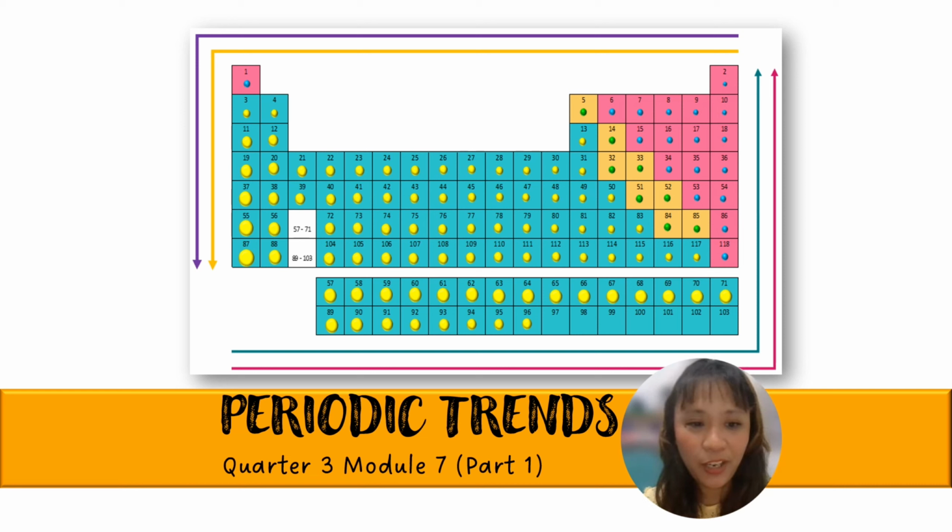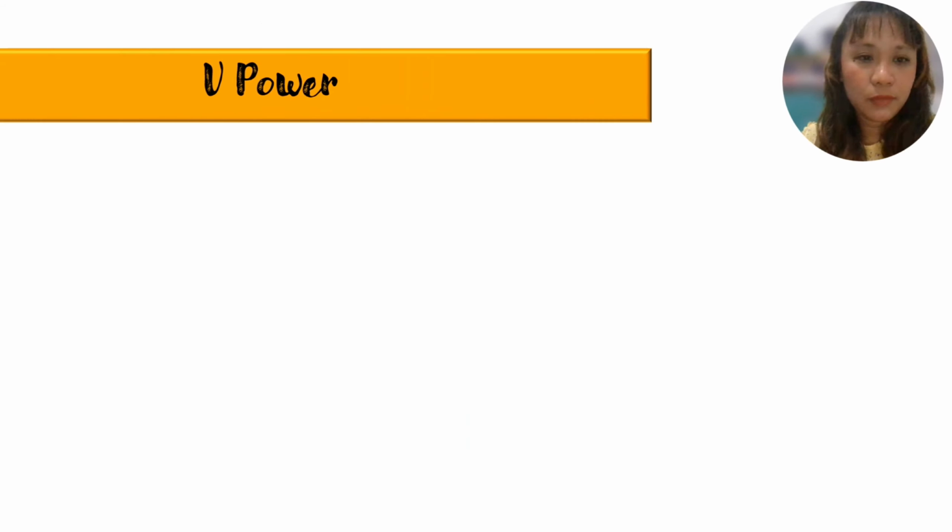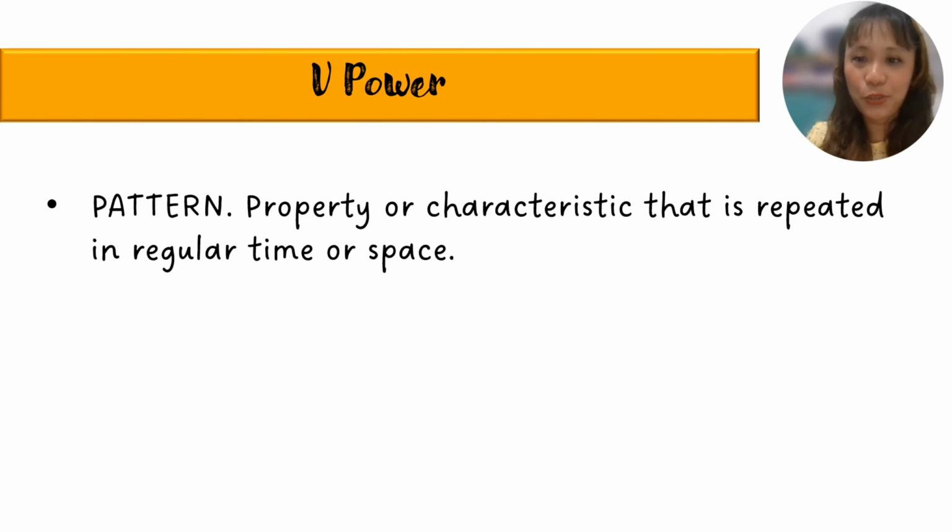This is part 1 of quarter 3, module 7, titled Periodic Trends. Here are two vocabulary words that we will unlock before we start.